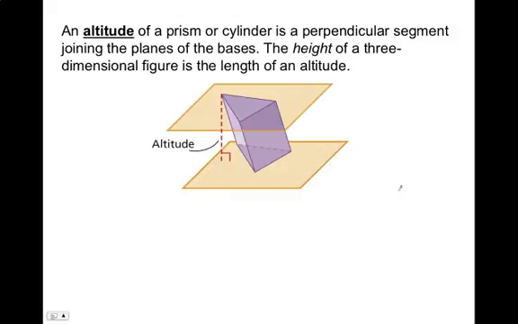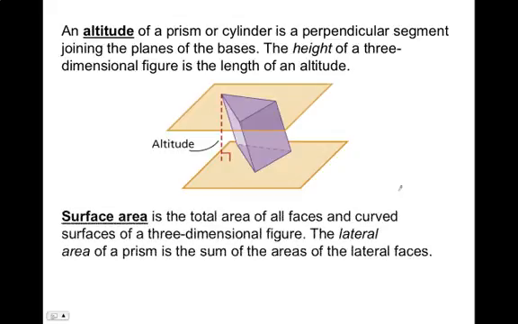Notice we have an oblique prism here. The altitude is outside of the prism. So make sure you check, is it a right prism or is it an oblique prism? The surface area is like if you're taking a present and you have to wrap it. What is the total area of all the faces and the curved surfaces, if it's a cylinder, of a three-dimensional figure? The lateral area is just the sum of the lateral faces.